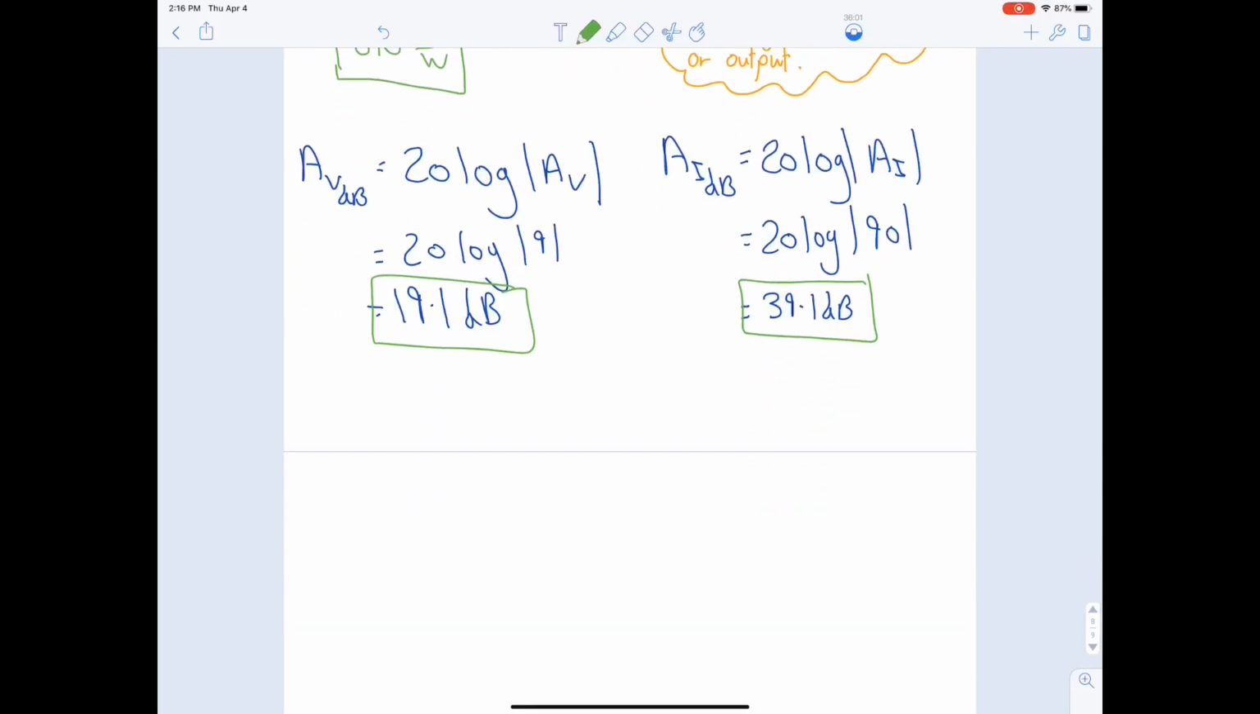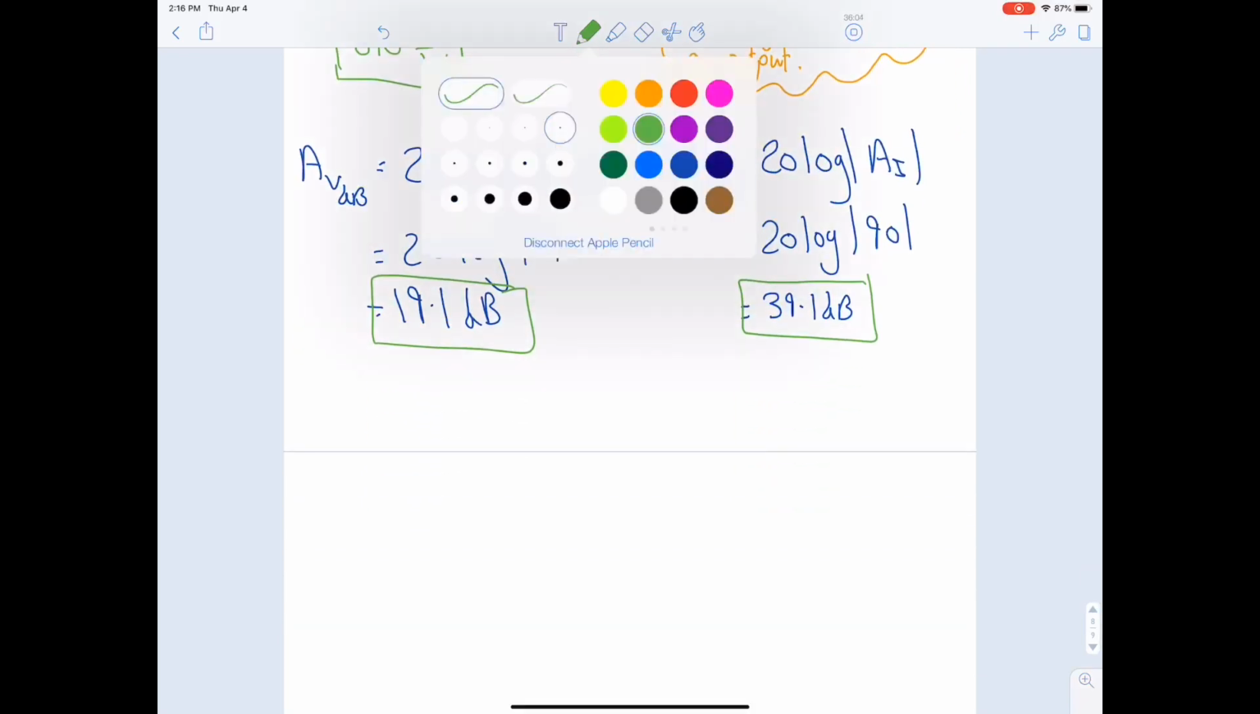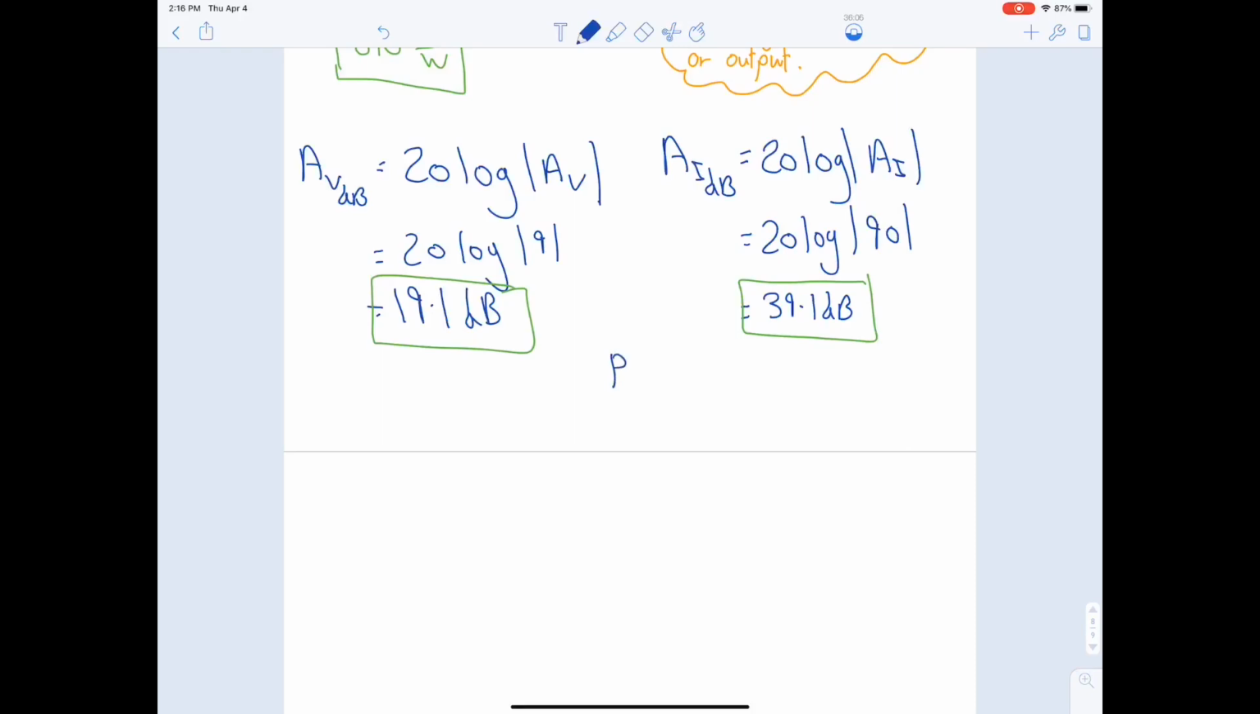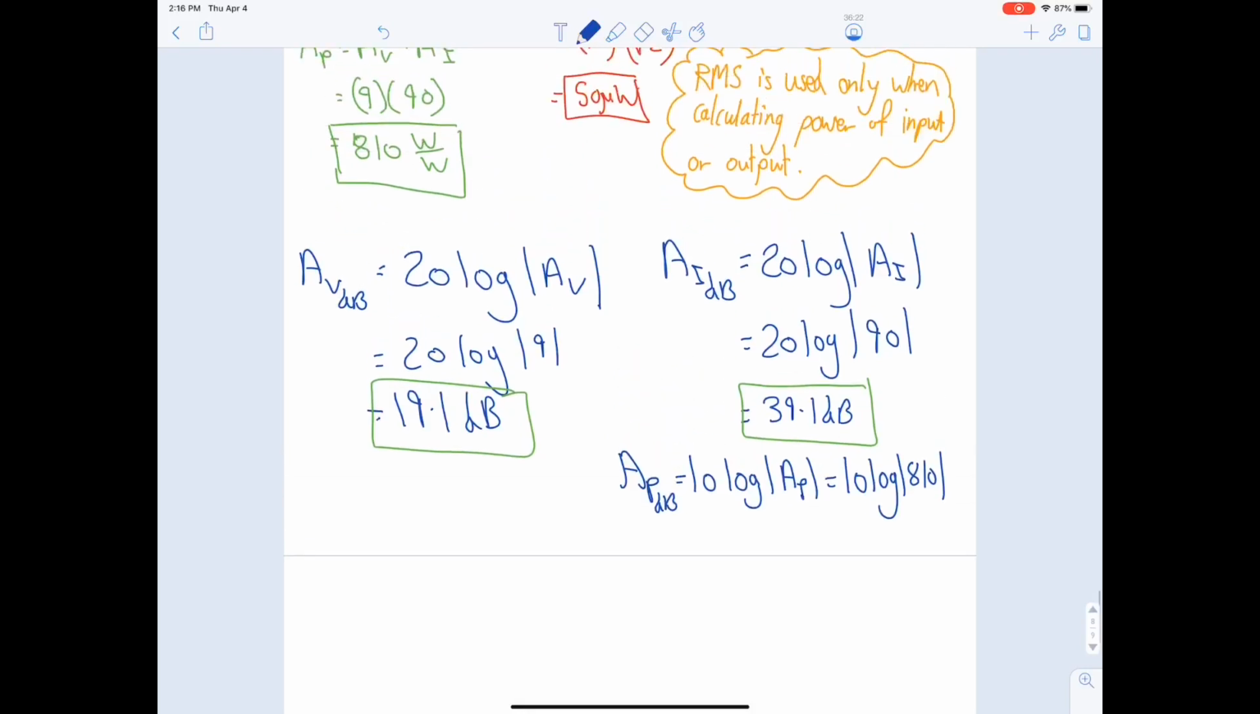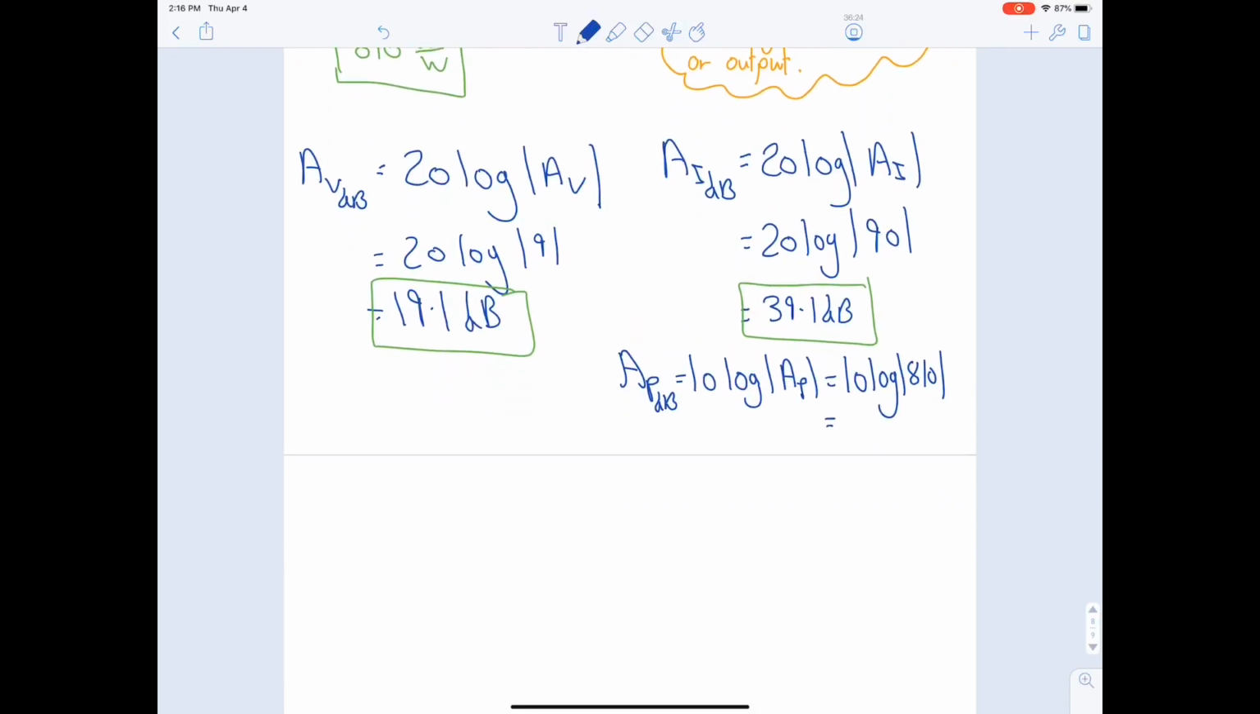Moving on to the last, decibels, which is AP in decibels. AP in decibels is 10 log the AP, which is equivalent to 10 log 810, right? The number was 810. This will give me 29.1 decibels.